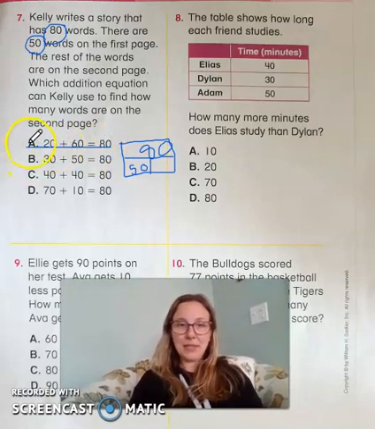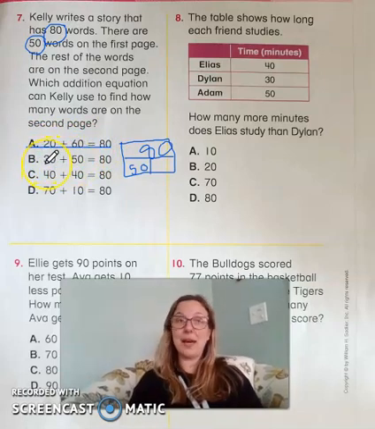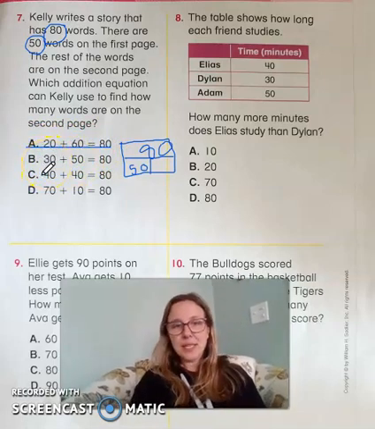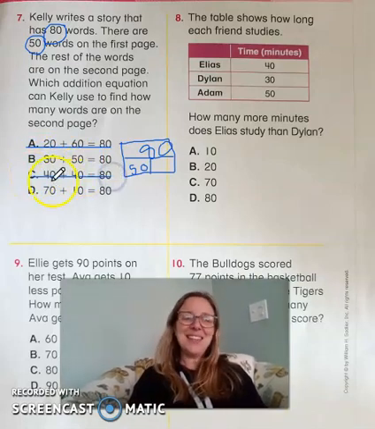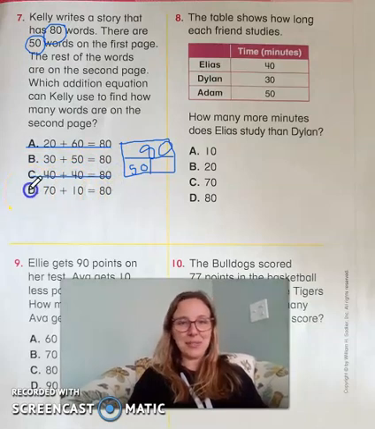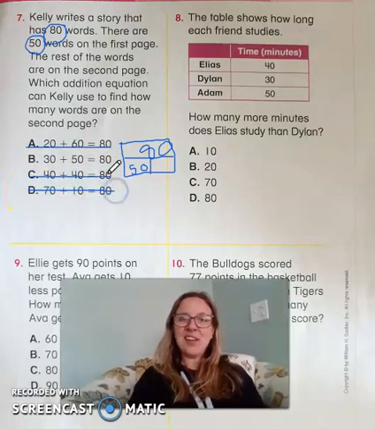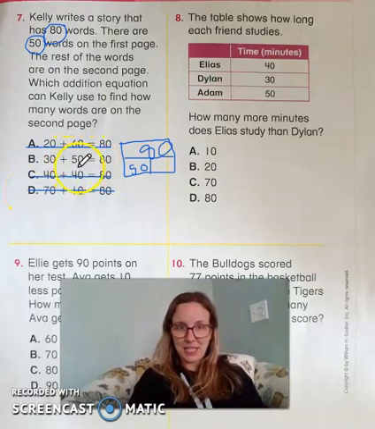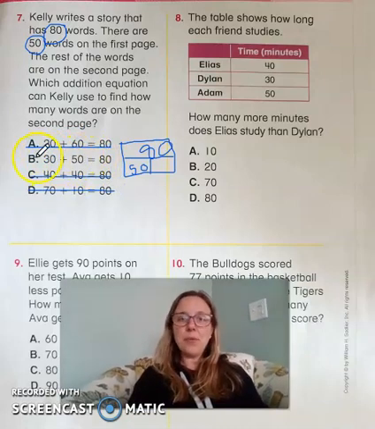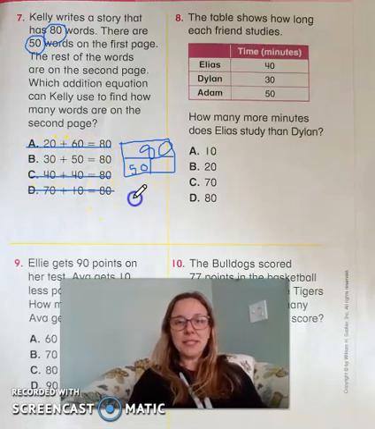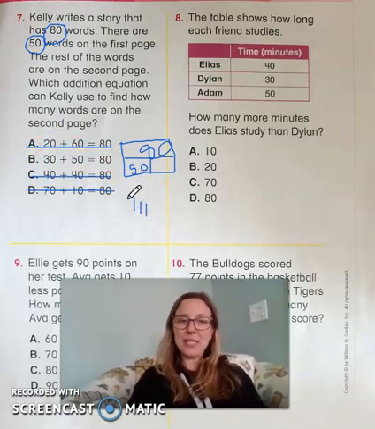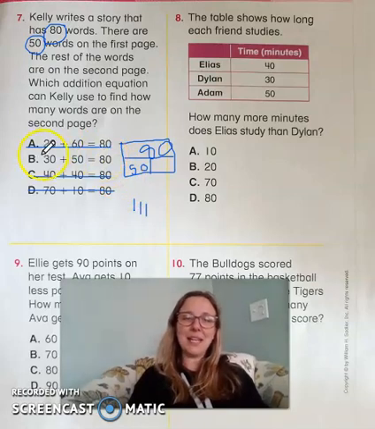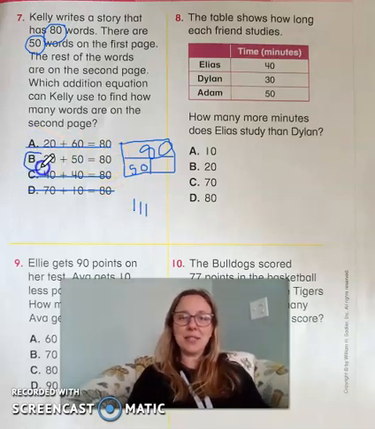My second one here has a 50 and a 30, so it could be that one, but we'll come back and check. This one has a 40 and a 40, so it can't be that one. And this one has a 70 and a 10, so it can't be that one. So now if I look at the one that has the 50 as one part, and then I have 3 more 10s. Well, 50, 60, 70, 80, 3 more 10s, or 30 would get me to 80. So our answer for that one is B.